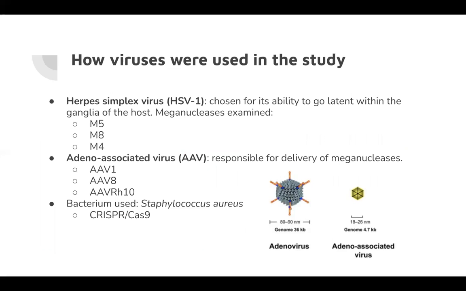The virus being examined is herpes simplex virus, or HSV1, chosen primarily for its ability to go latent within the neuron. There are 3 meganucleases used in this experiment which recognize certain sequences within the HSV genome, and these are M5, M8, and M4. To deliver these meganucleases, adeno-associated viruses were used, and the 3 serotypes were AAV1, AAV5, and AAVrh10. The bacterium Staphylococcus aureus was also used for CRISPR and Cas9.